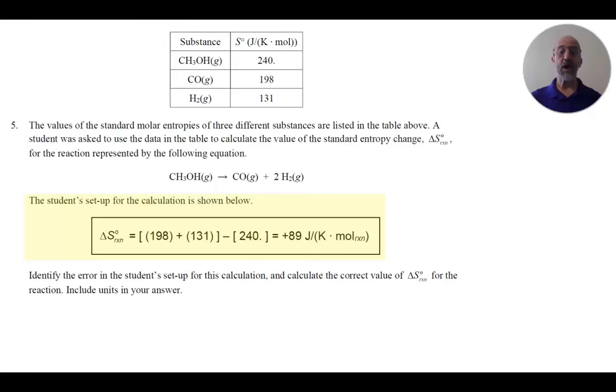And the student obtained a value for delta S of positive 89 with units of joules per Kelvin mole of reaction. Now, we know that there was a mistake because it says identify the error in the student's setup for this calculation and calculate the correct value of the delta S for the reaction. Include units in your answer. So if you haven't found the student's mistake yet, you're about to see what the student did wrong.